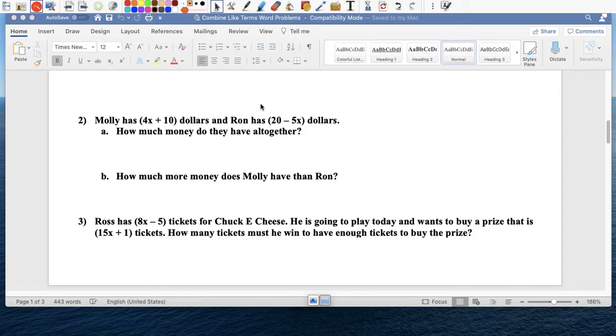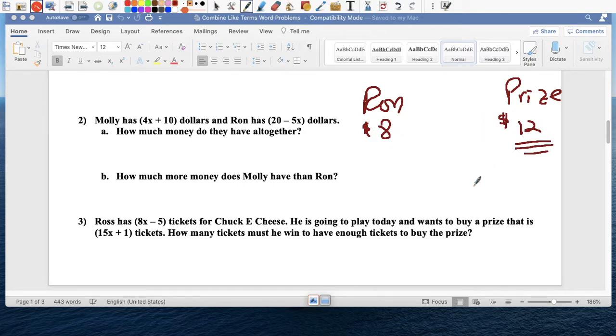So Ron has this much. So again, let me show you. Ron has $8, and to buy the prize, he needs $12. Right. So imagine you have $8 and you want to buy something that's $12. How much more money do you need? Well, if I have $8 and the teddy bear is $12, I'll do this, and I get $4. So for the $8 that I have, I need to somehow get $4 more so that I can buy the prize.